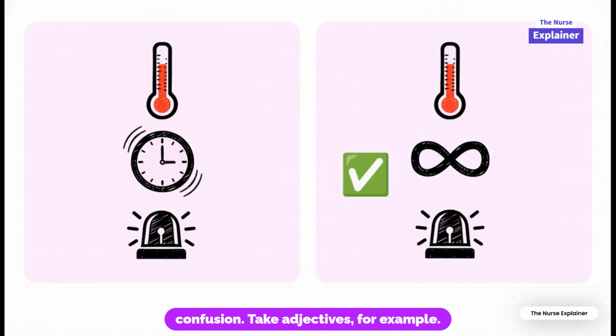Take adjectives, for example. Incorrect. The symptoms were severe, persisted, and alarming. See, we suddenly threw a verb, persisted, into a list of adjectives. It completely ruins the clarity. But the correct version, the symptoms were severe, persistent, and alarming. Boom. The reader effortlessly absorbs those 3 traits without stumbling at all.